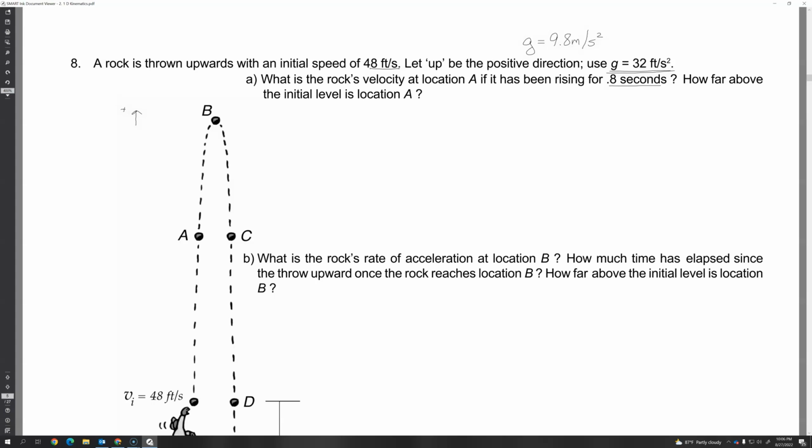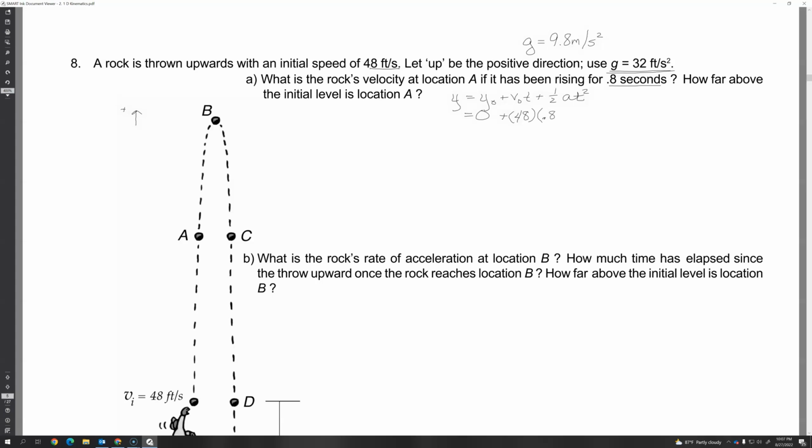So what are we going to do? We're going to go back to our kinematic equation. We're going to use y because we're looking vertically. y equals y naught plus v naught t plus 1/2 a t squared. Our y naught, I'm going to call that 0 location, although I could just as easily call that 24 feet up the cliff. But right now I'm just going to call that 0. So my initial velocity is 48 feet per second.